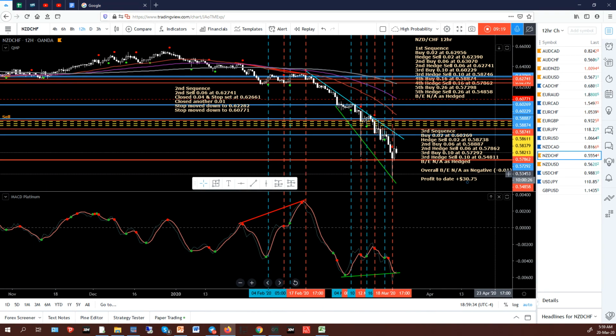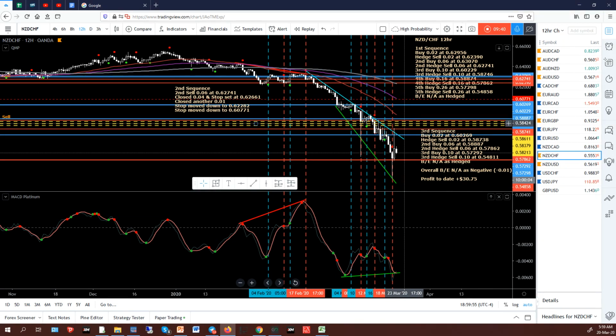Now, overall, because they're two hedges and I've got that one sell there, I'm minus 0.01 to the short side. But overall break even's NA because the actual numbers are negative numbers, so it's neither here nor there at the moment. So the plan is waiting for another buy and to try and work it out.